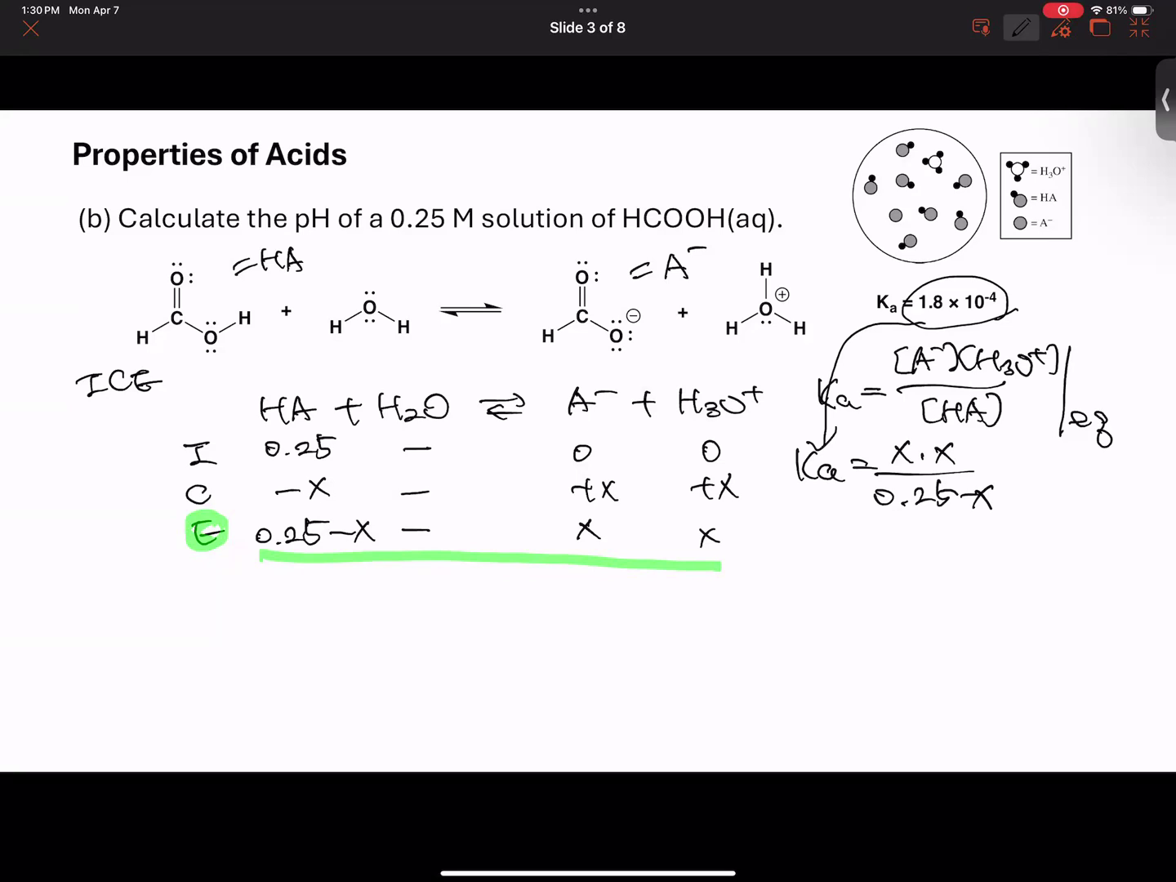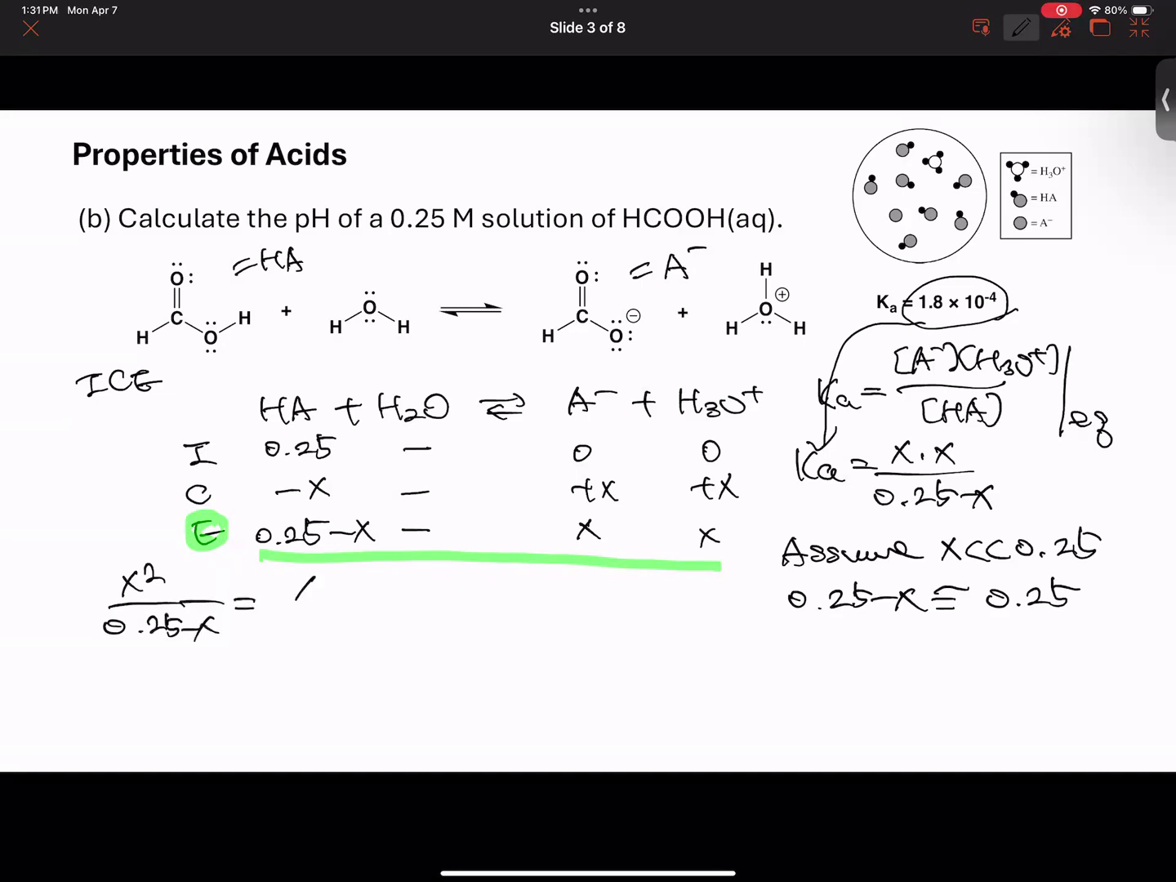When you solve this equation as it is, it will lead to the formation of a quadratic equation, and we need to use the quadratic formula to calculate the value of X, which takes time. In many cases of weak acids, we can do an approximation: the value of X is much smaller than 0.25. So we can assume that X is much smaller than 0.25 molarity. Based upon this assumption, we can simplify: 0.25 minus X is approximately equal to 0.25. And we'll be verifying this assumption. Okay, then the Ka expression is much more simplified. It is now X squared divided by 0.25.